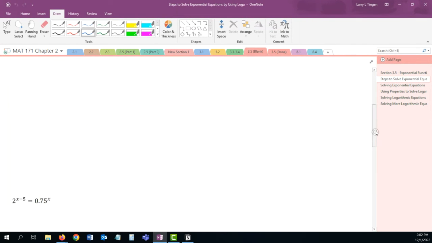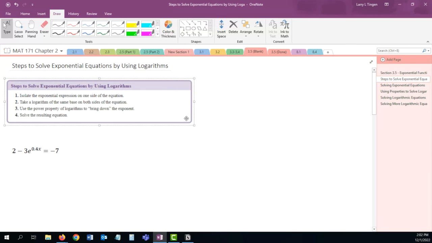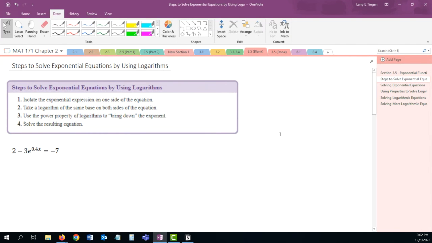What I want to do is get over here to steps for solving exponential equations using logarithms. Okay. So I have 2 minus 3 times e to the 0.4x is equal to -7. I want to solve this for x. That's the goal. The goal is to get x on a side by itself.